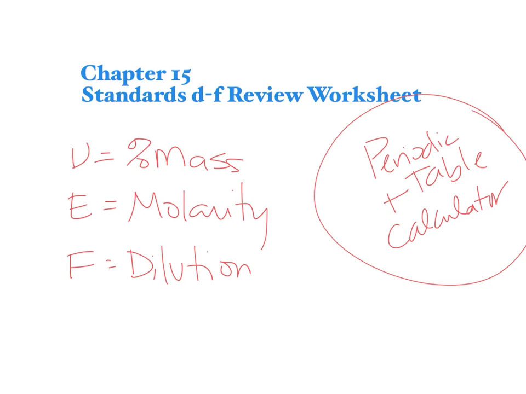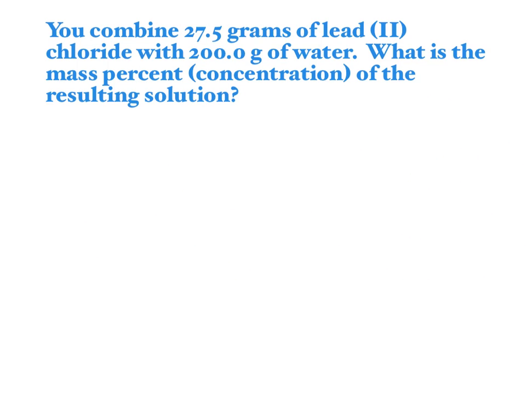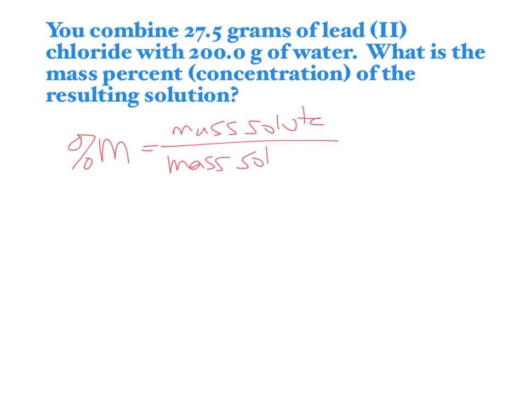Concentration, molarity, dilution. So this was problem number 1: combining 27.5 grams of lead(II) chloride with 200 grams of water, and then what's the mass percent of the resulting solution. I typically start these off by trying to figure out what my equation is. So my percent mass, or mass percent, is done this way. It's going to be the mass of the solute divided by the mass of the solution.